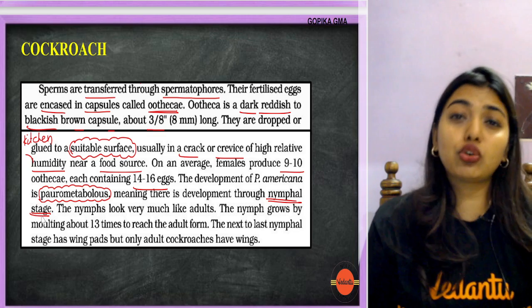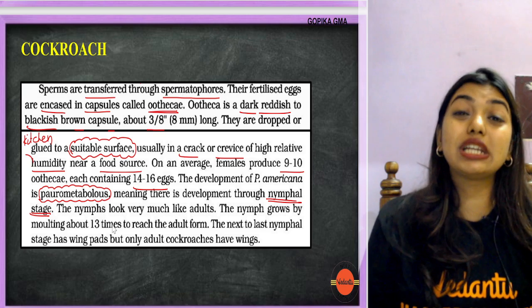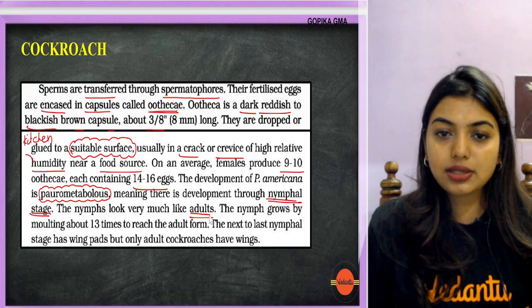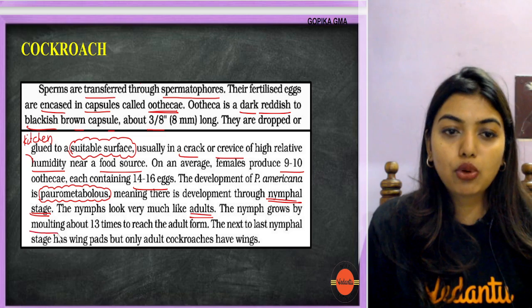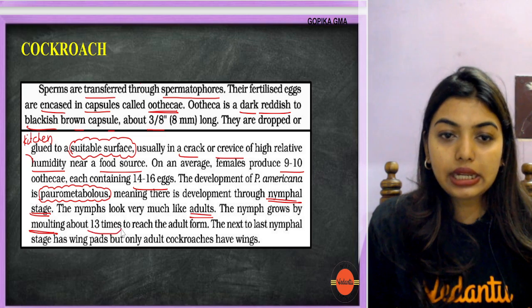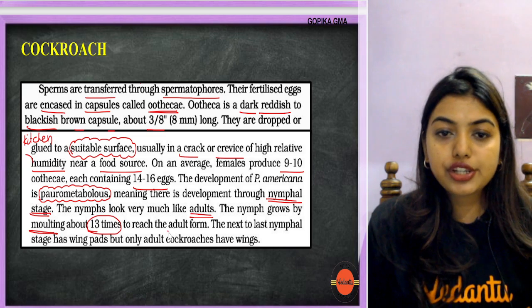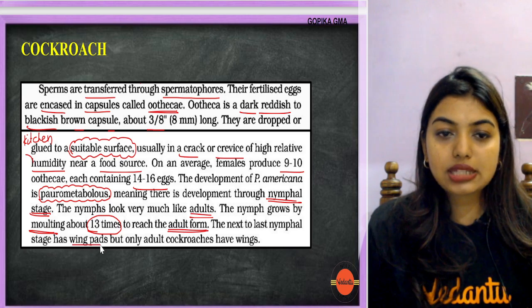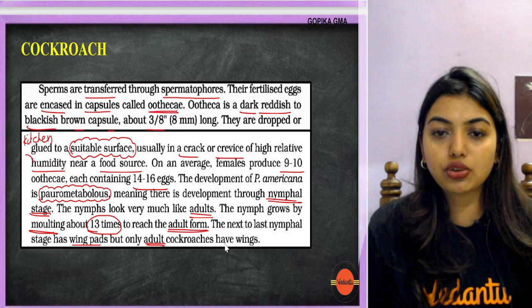So the small cockroaches that you see, no, they're not the actual cockroach, they're nymph stages. The nymph looks very much like adults. The nymph grows by molting about 13 times to reach the adult form. The next to last nymphal stage has a wing pad, but only adult cockroaches have wings.